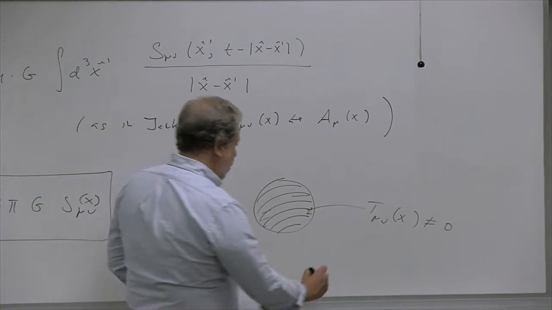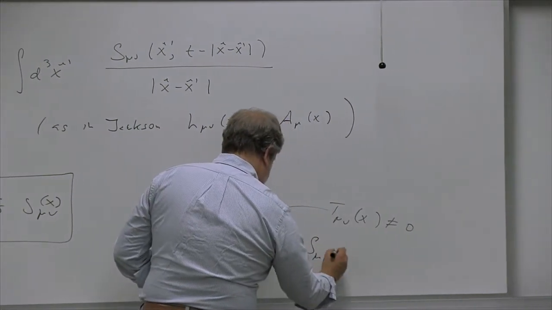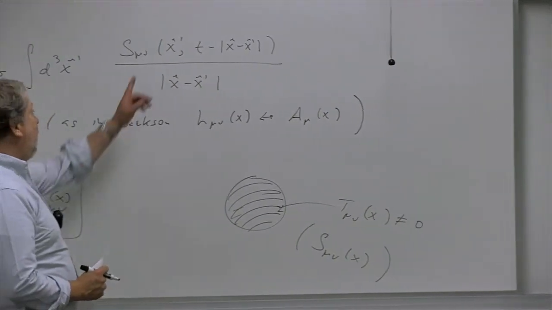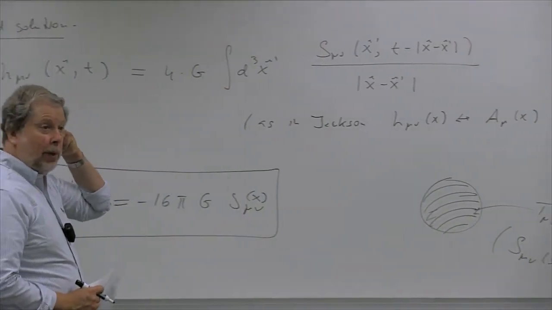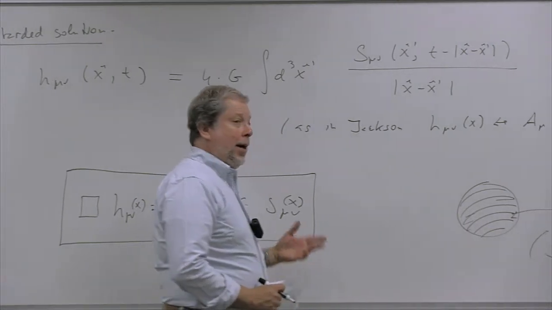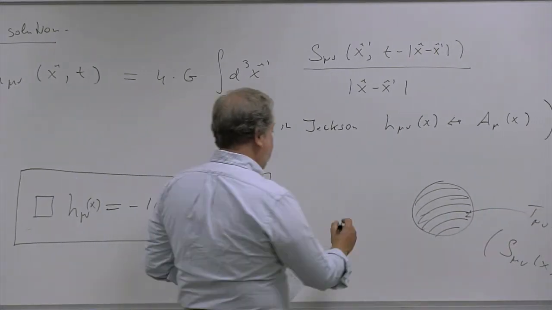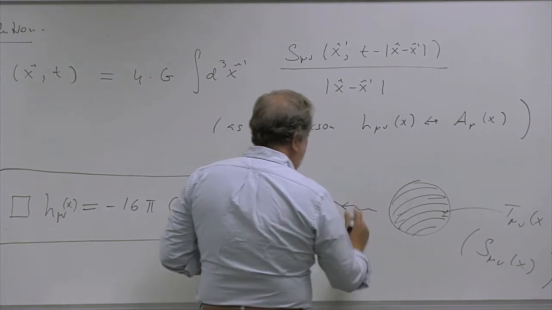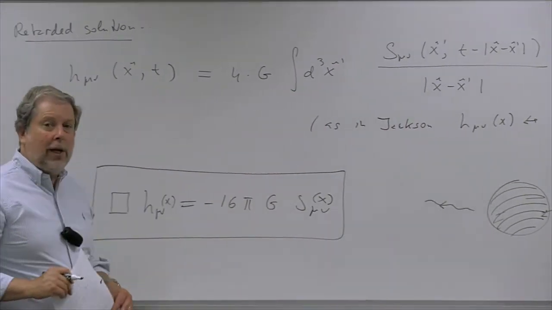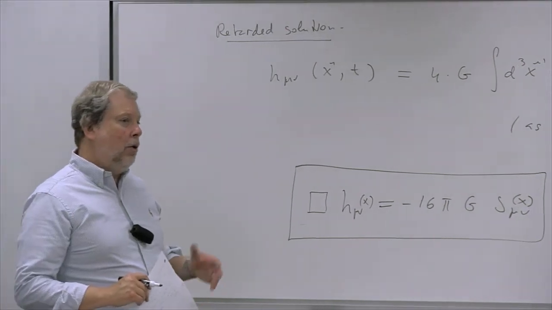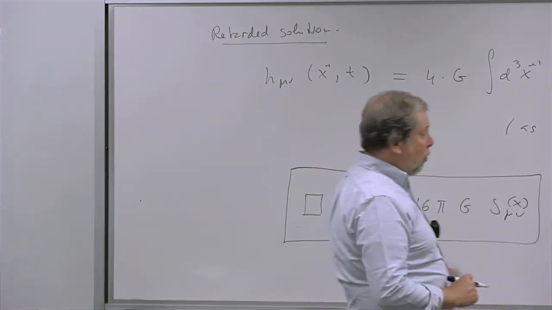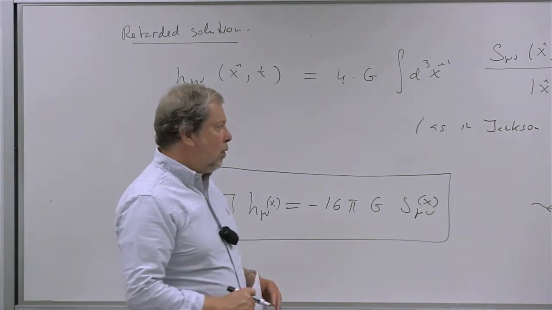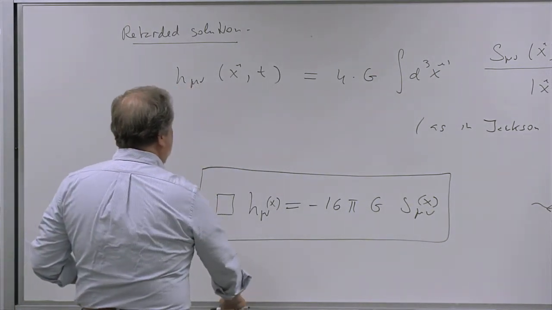And of course, in that region, also S mu nu of x is different from 0, right? And that needs to be fed into that integral, and then you do the integral, and out comes the gravitational field that you can measure at some distance from it, right? Now, of course, nobody said that this gravitational field has to be time independent, nor does the energy momentum distribution have to be time independent. And so as a result, of course, these fields in general will have a time dependence.